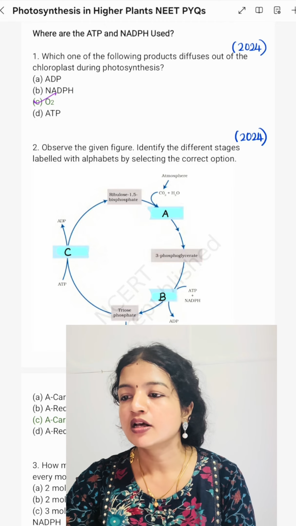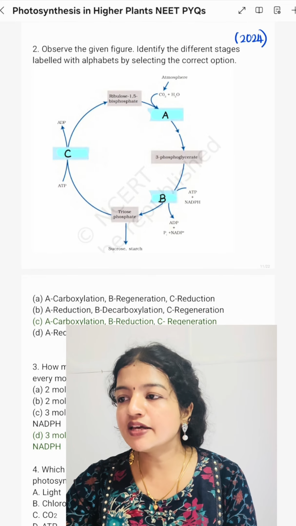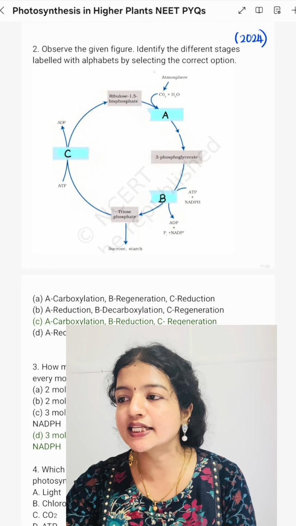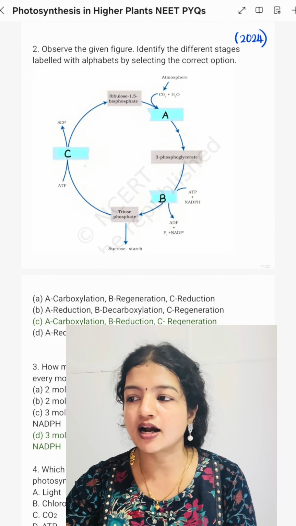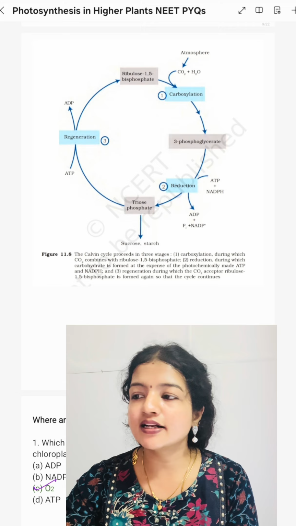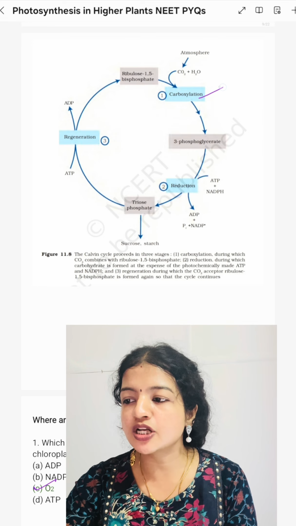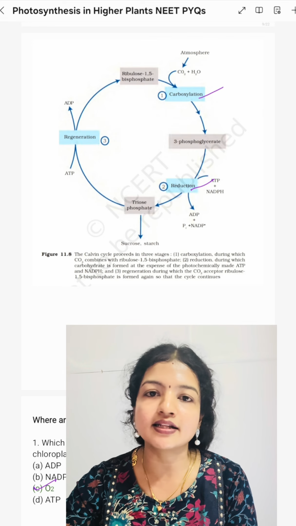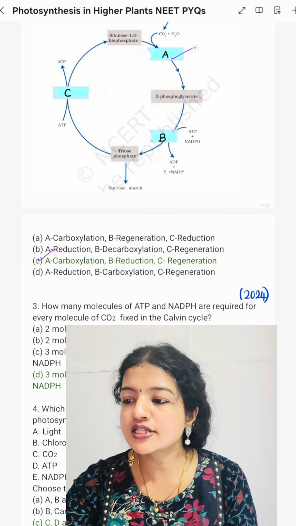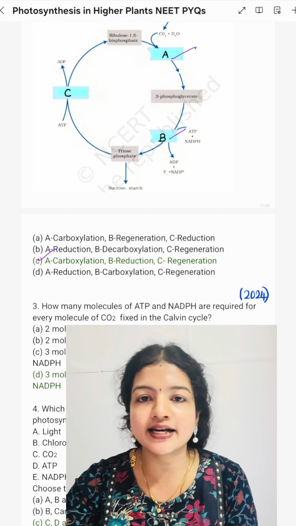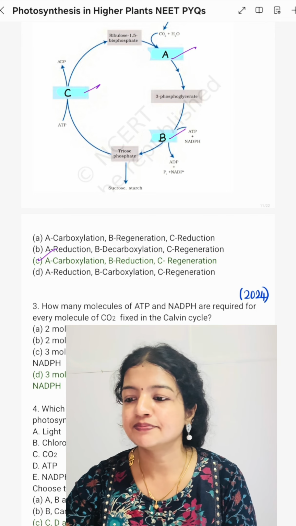Option C. Then observe the given figure. Identify the different stages labeled with alphabets by selecting the correct option. So Calvin cycle கொடுத்து A, B, C என்னன்னு கேட்டிருக்காங்க. So in the Calvin cycle, A is carboxylation, B is reduction, C is regeneration. So option C, A carboxylation, B reduction, C regeneration is the correct answer.